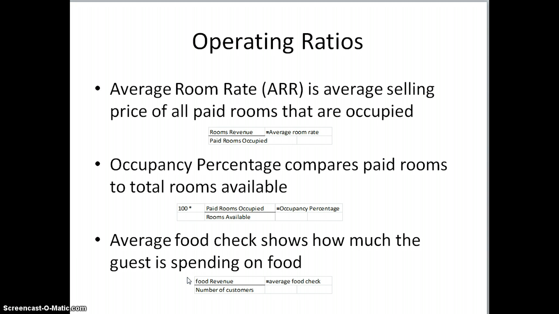We have some ratios again for operating a hotel, same as we did in the last chapter for restaurants. A very popular one is average room rate, ARR, which is the average selling price of all rooms that are occupied. So this doesn't include rooms that are not sold or not occupied, but you take the room revenue and divide it by paid rooms occupied, and you'll get the average room rate. And oftentimes you're going to have different rooms being sold at different prices, so this will give you your average room rate.